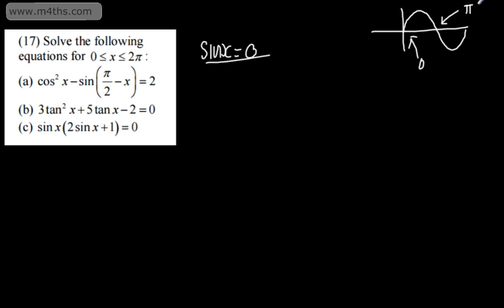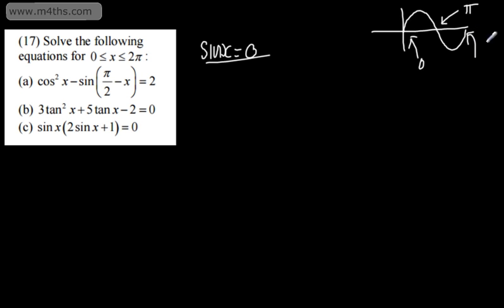Right, let's look at this one here. This one's already factored. Sine x multiplied by 2 sine x plus 1 is equal to 0. So from this, we can see sine x is equal to 0. So this one's nice and straightforward. If we consider now the sine curve from 0 to 2 pi, where is it equal to 0? Well, it's equal to 0 at 0, at pi, and at 2 pi.